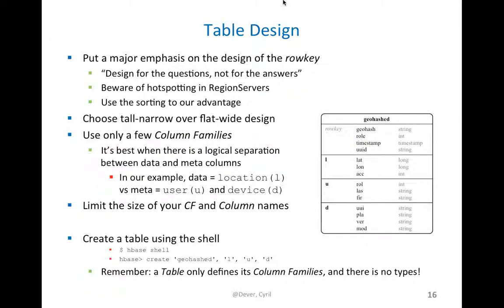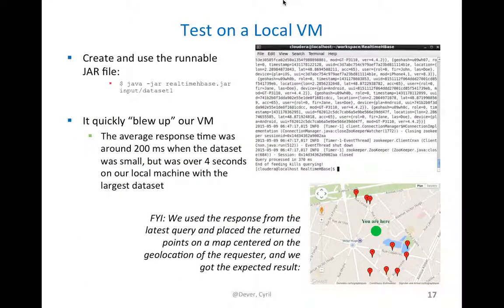So let's go back to our... So we tested. So what result did it give? Well, it actually kind of blew up our VM, because whereas the average response time to the simulated queries was around 200 milliseconds, when the dataset was small, it went over 4 seconds per query with a true large dataset. And it wouldn't be acceptable, you know. So just to demonstrate that the queries were actually returning the right answers, I used one response and placed the return points on a map centered on the geolocation of the requester, and that's the Google map in the bottom right of this slide.